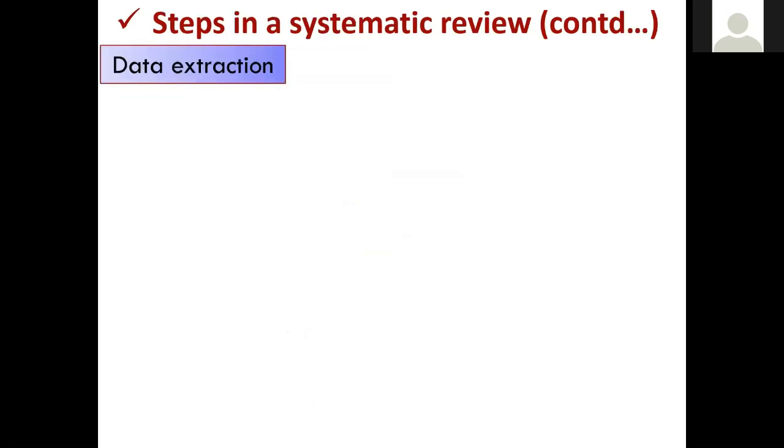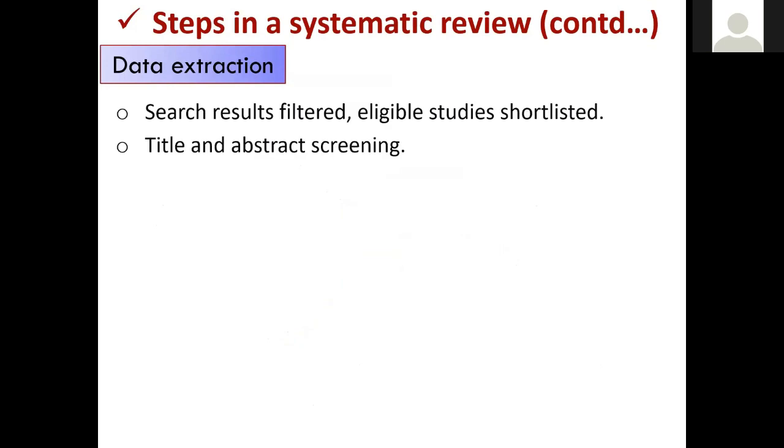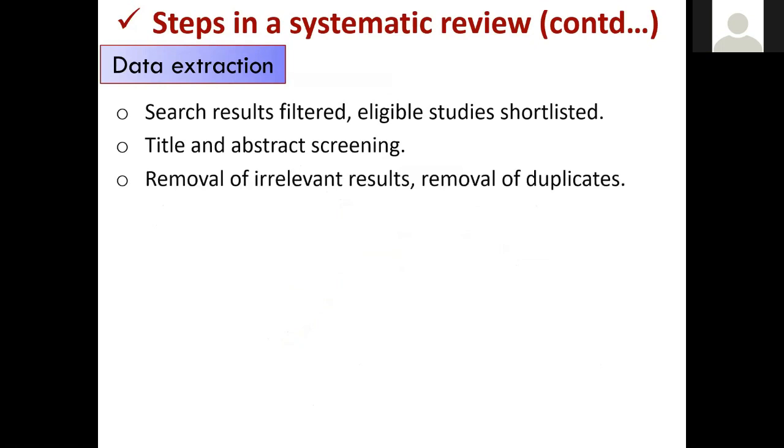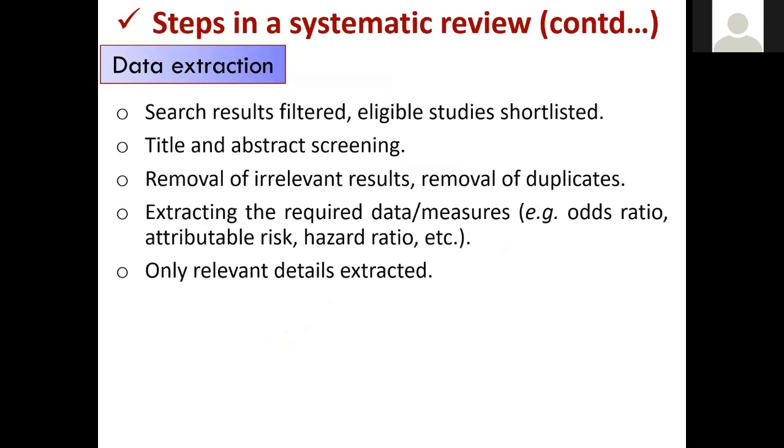Then we have this step of data extraction, where the search results are filtered and the eligible studies are shortlisted. First, we do a title and an abstract screening, followed by in-depth reading of the articles. The irrelevant results are removed, duplicates are removed, and only the relevant details are extracted.